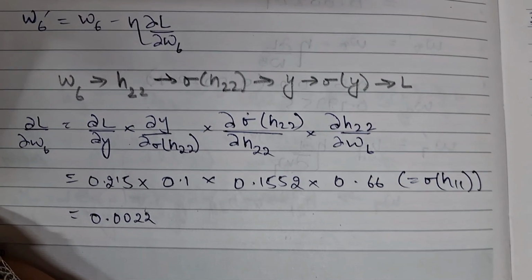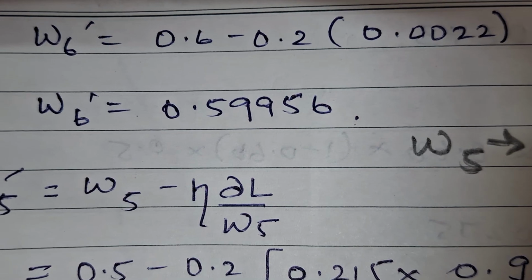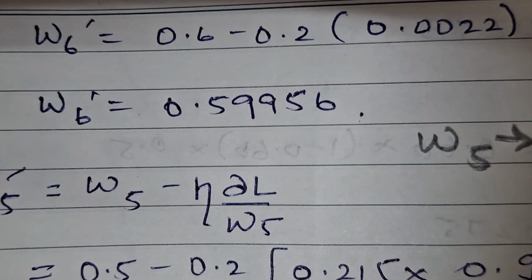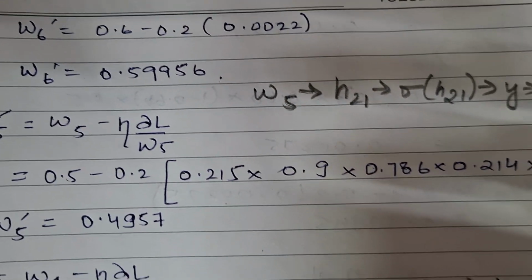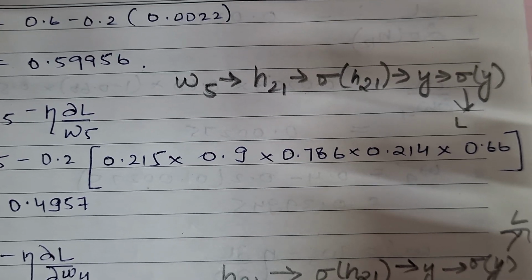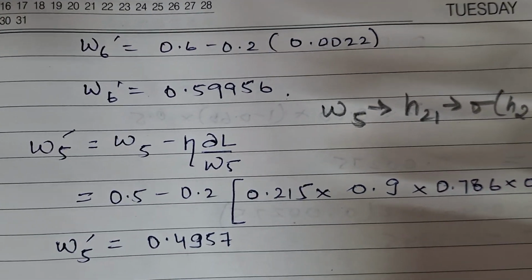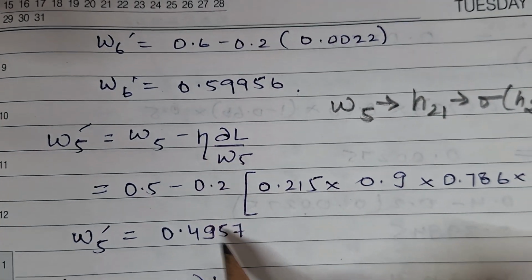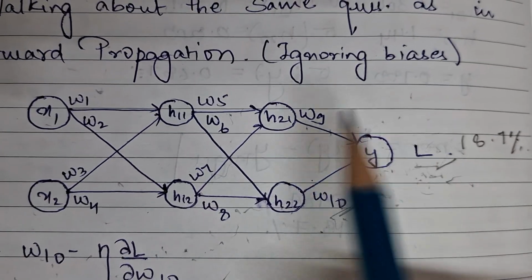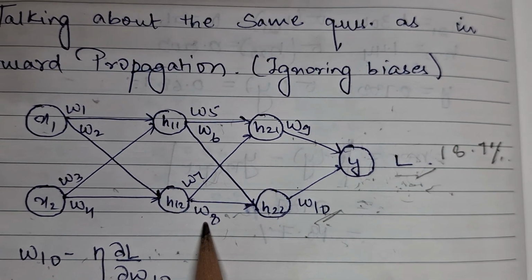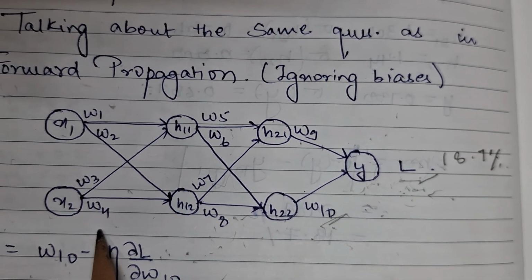This is the flowchart for omega 6. And this is our new value of omega 6. And over here we have the calculation done for omega 5. Our new value of omega 5 is 0.4957. We are done with calculations of layer 2. Now we will move to layer number 1.